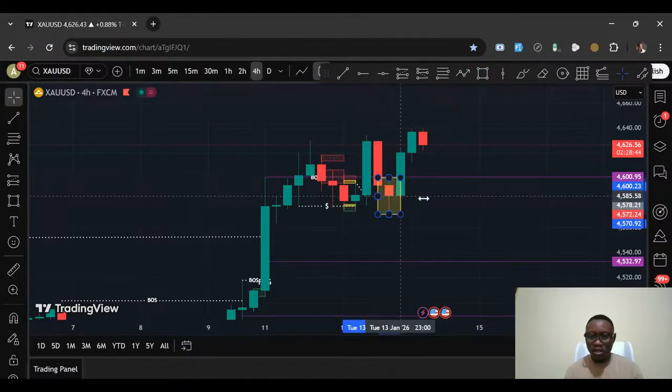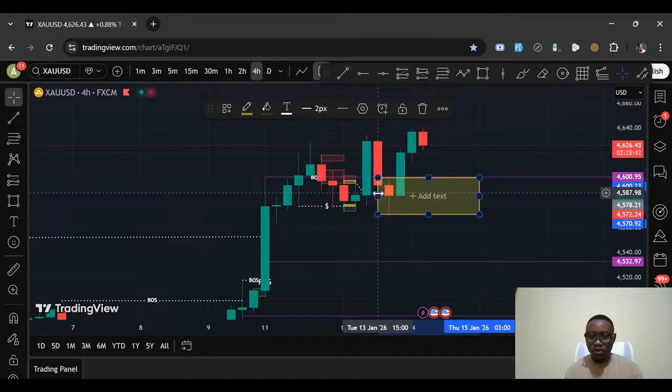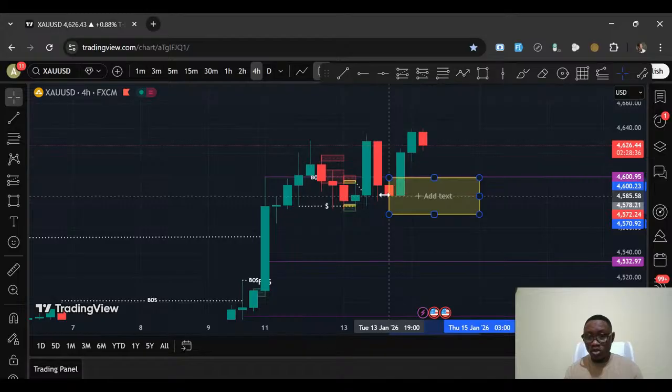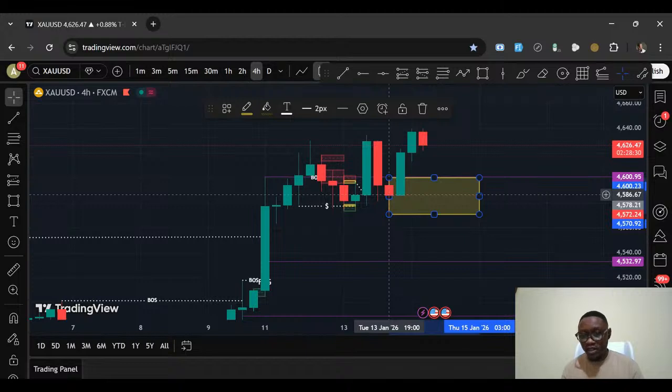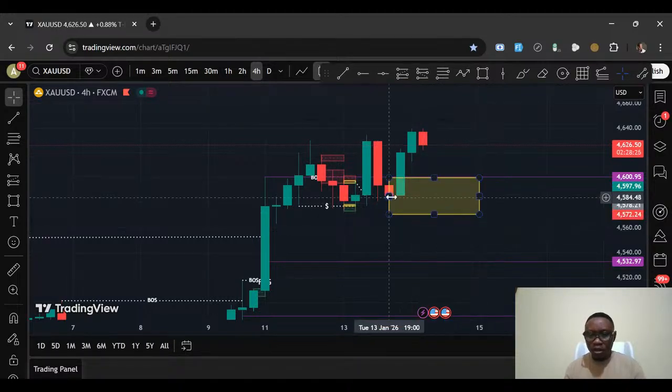Let's mark this out. This is our order block zone. Please look at how I'm marking out my zones, sequentially. I'm dropping down from time frames to further refine my zone. All right, so for our time frame, let's mark out our order block.